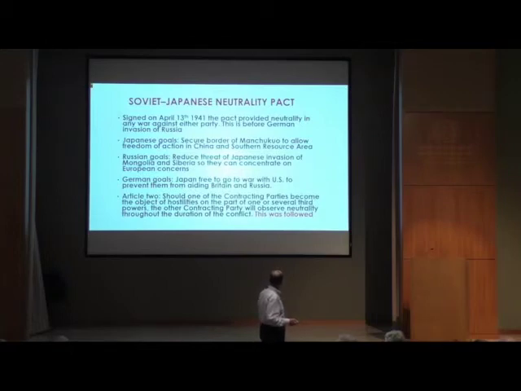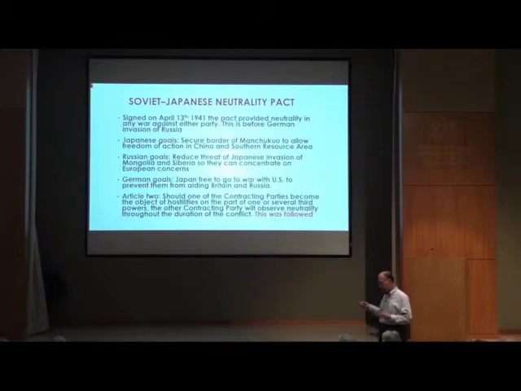Article 2, the contracting parties, and I think this is really, really interesting, is that they will observe neutrality regardless if they're in a conflict with another party. So basically, if the Russians and Germans are fighting, even though the Japanese are part of the tripartite pact, they will not get involved in the war with Russia and Germany. And this is actually followed.